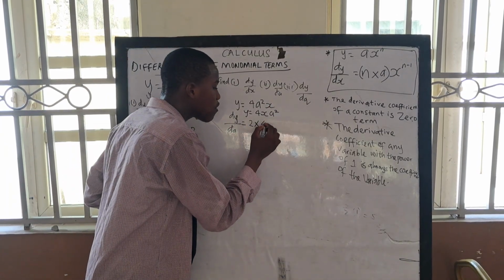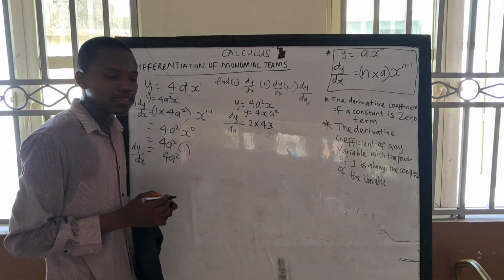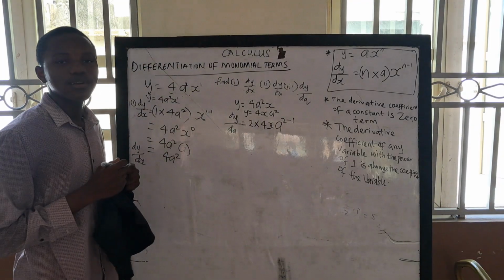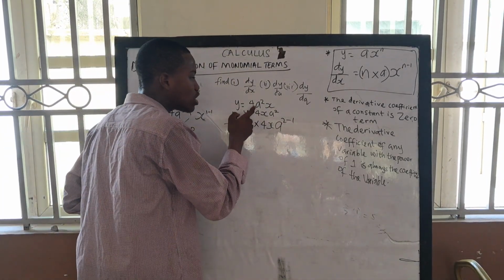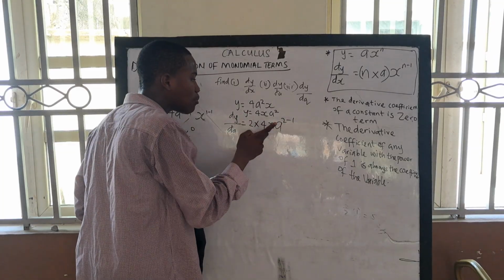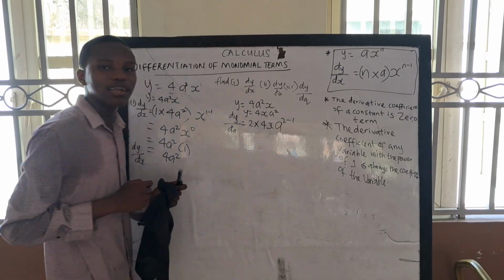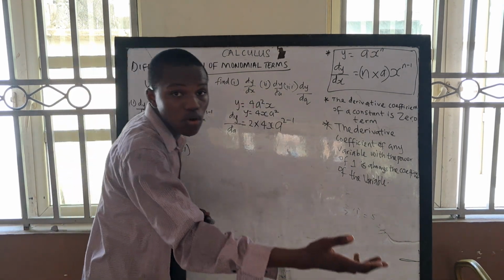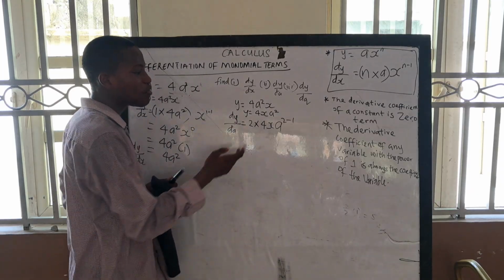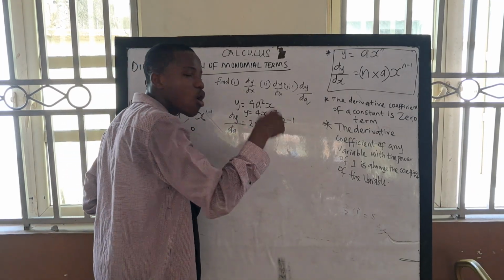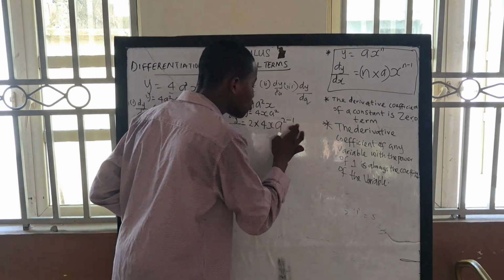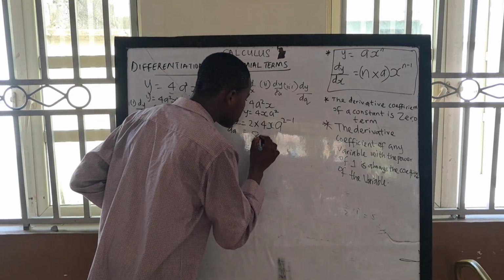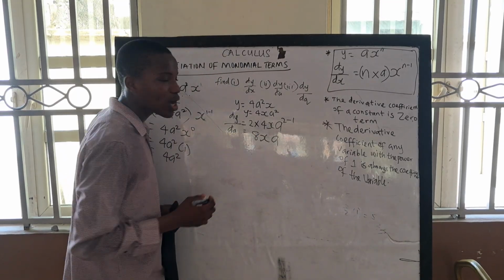2 times 4x, then a raised to power 2 minus 1. Since I am differentiating with respect to a, the rest of them becomes my coefficient of a, which is 4x. So I'm having 2 times 4x. Then I subtract 1 from the power of the variable I'm differentiating. That's 2 minus 1. What's 2 times 4x? 8x. A raised to power 2 minus 1. What's 2 minus 1? 1.